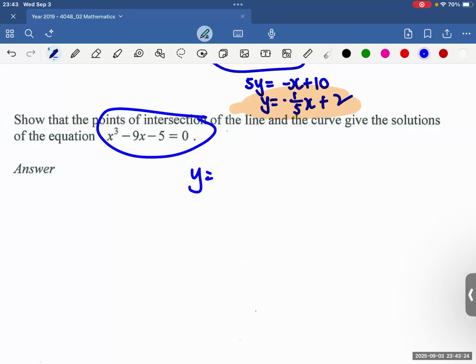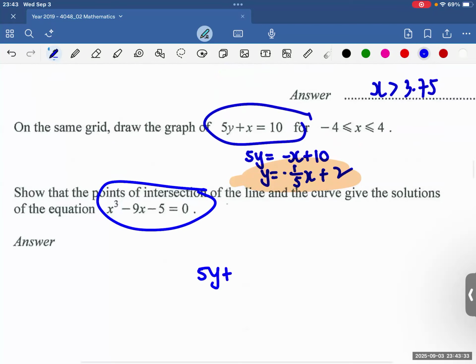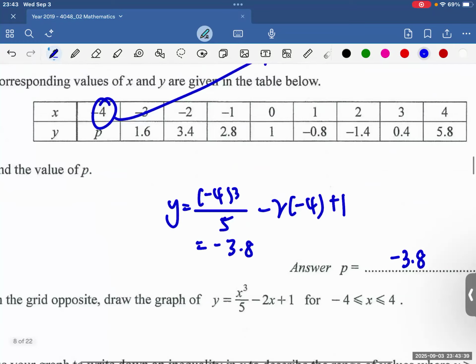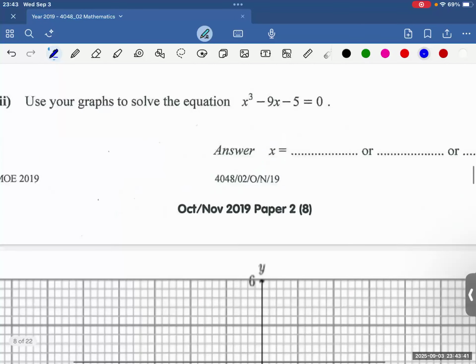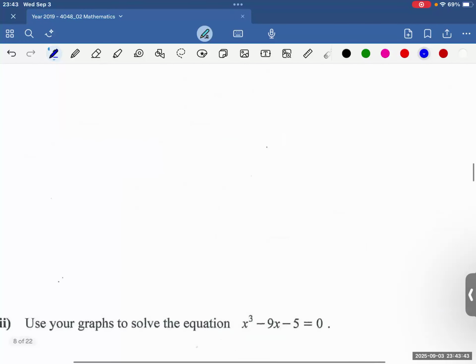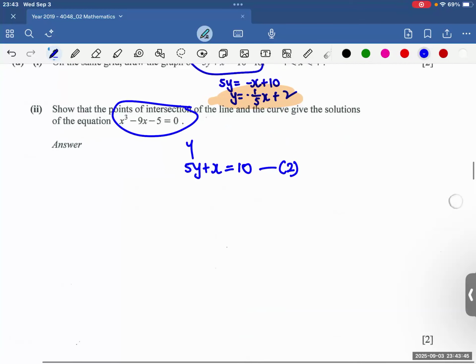So y equals -1/5. So 5y plus x equals 10. This is our second equation. And our first equation is over here. Okay, so y equals x cubed over 5. So this is our first equation.